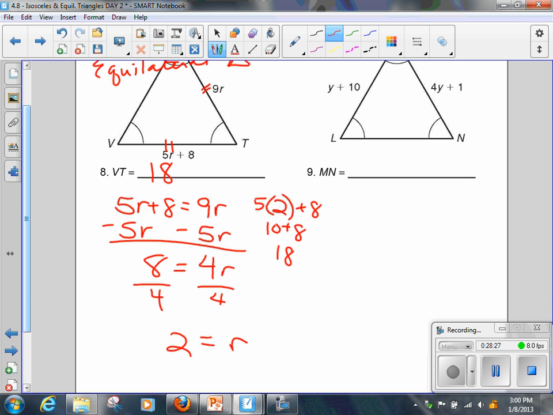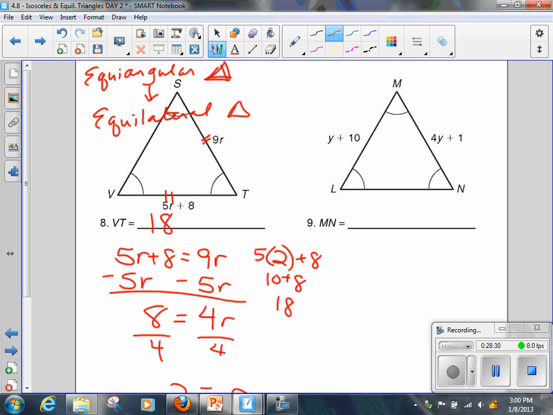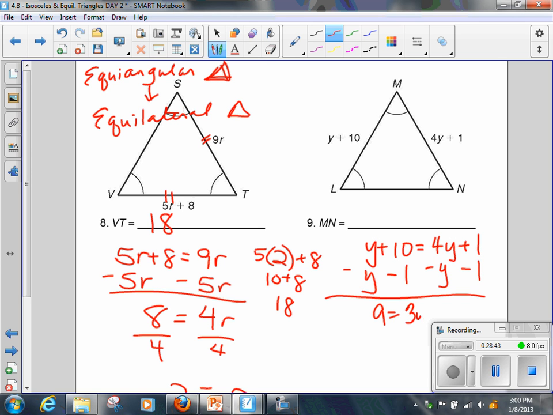I'm just saying, you better be ready. How are you going to figure this one? Equal them to each other. For the same reason, I'm going to subtract y and subtract 1. It's going to give me 9 is equal to 3y, which is y is equal to 3. I'm done, right? No. Plug it in: 4 times 3 plus 1, 12 plus 1 is 13. How many of you had 13? Questions? Comments?